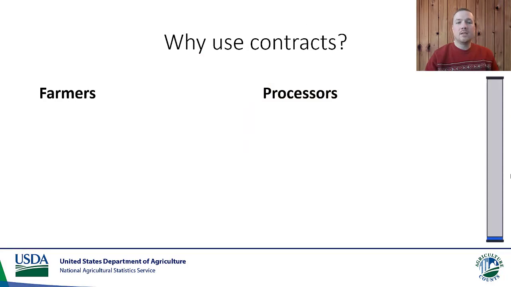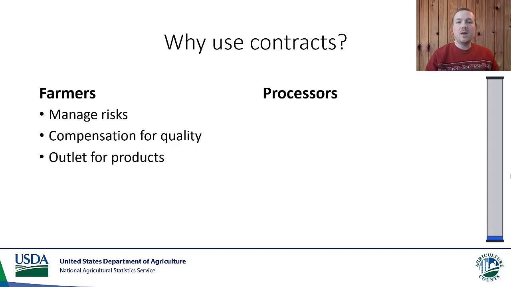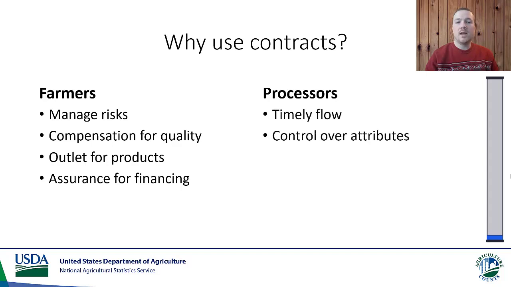Farmers use contracts to manage income risks, obtain compensation for higher product quality, create specific outlets for products, and provide assurance that they can make payments on their debts. Processors use contracts to maintain timely flows of products with desired attributes and greater control over the characteristics and consistency of the products they acquire.